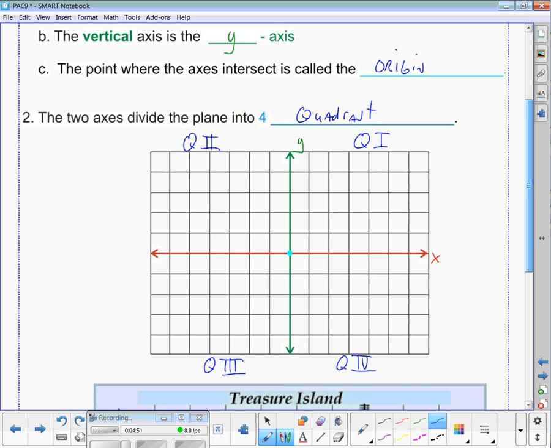So what do we have so far? We've got a Cartesian plane or a coordinate plane. We've got a horizontal x-axis. We've got a vertical y-axis. They intersect at a point called the origin, and they break up the plane into four quadrants. Quad I, upper right. Quad II, upper left. Quad III, lower left. Quad IV, lower right.